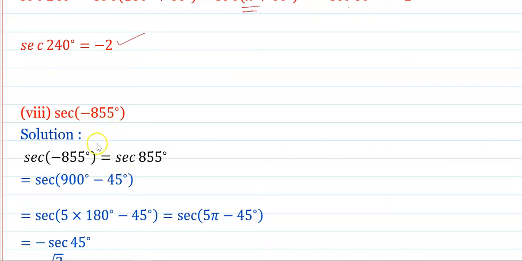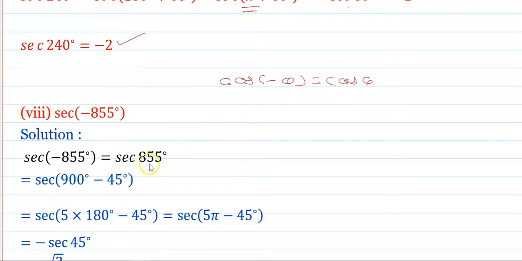Next, sec of minus 855. Now sec and cos absorb the negative sign. What is that here? There is one more formula. Cos of minus theta is equal to cos theta. It absorbs the negative sign. या प्रकारे तुम्ही ते लक्षात ठेवू शकताय.